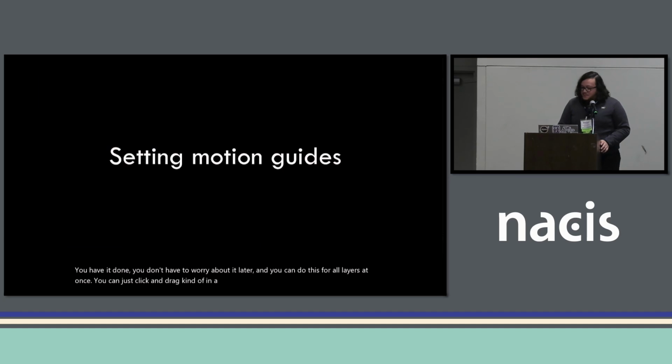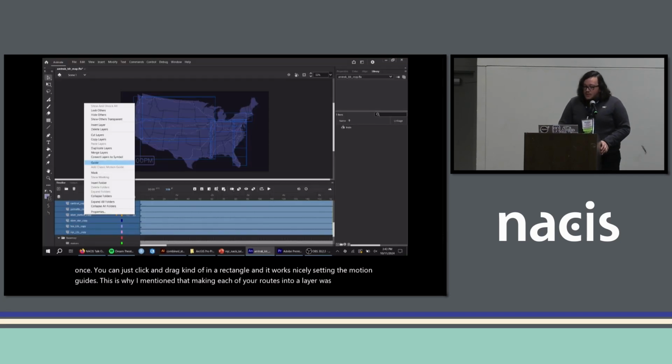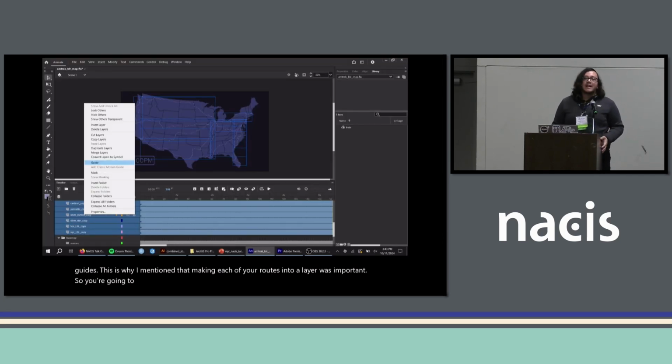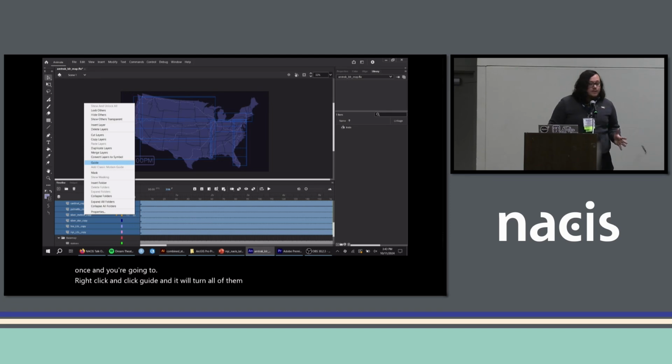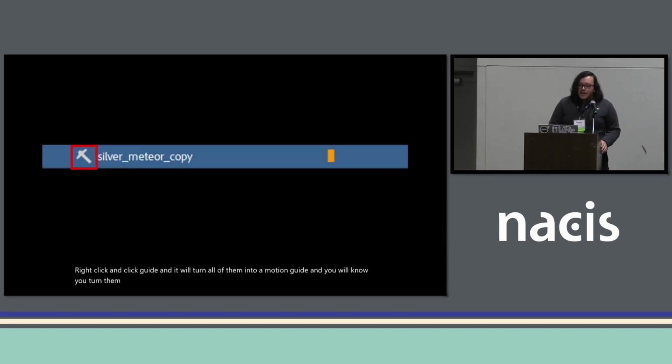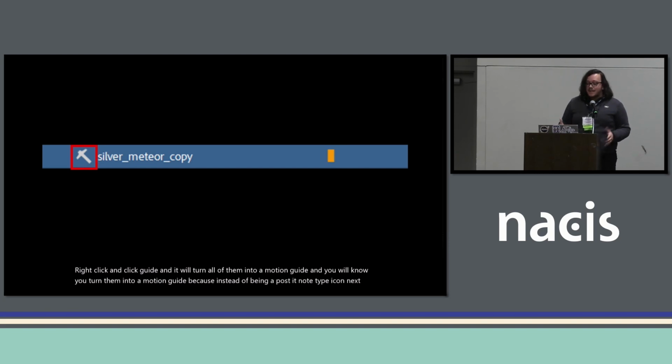It works nicely. Setting the motion guides: this is why I mentioned that making each of your routes into a layer was important. You're going to make a copy of all of your routes from your base map layer and then bring them into maybe their own motion guides folder. You're going to select all of them at once, right-click, and click Guide. It will turn all of them into motion guides, and you will know that you've done so because instead of a Post-it note type icon next to the layer name, you'll have this pickaxe. And it'll look great.